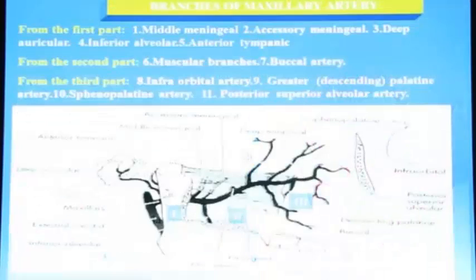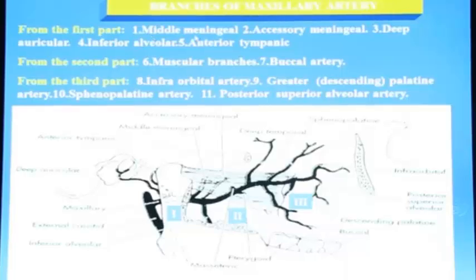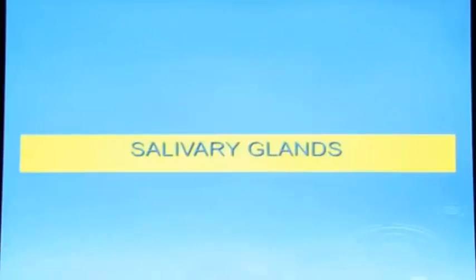This is the maxillary artery. Branches of the maxillary artery, as we said, by first, second, and third part. Branches of the first part: middle meningeal artery, accessory meningeal artery, deep auricular, inferior alveolar, as well as anterior tympanic artery. For the second part, the muscular branch and buccal branch. From the third part: infraorbital artery, greater palatine artery, sphenopalatine artery, and posterior superior alveolar artery.